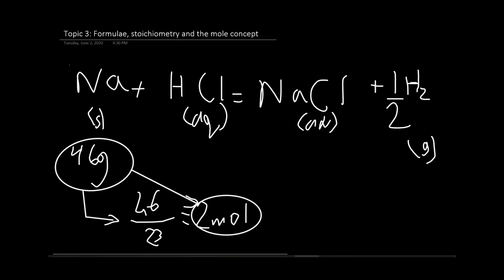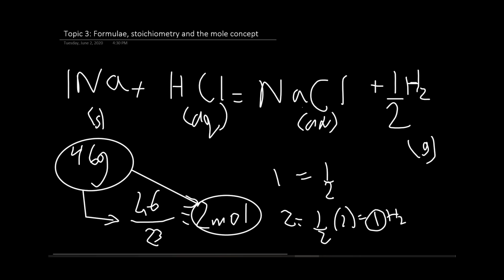So 1 mole sodium produces half mole hydrogen gas, right? So 2 mole sodium will theoretically produce half into 2, aka 1 mole hydrogen gas. So you've just found that 2 mole sodium will produce 1 mole of hydrogen gas, but that's not what you've been asked. You've been asked the volume. So now you need to convert 1 mole hydrogen gas to its volume.